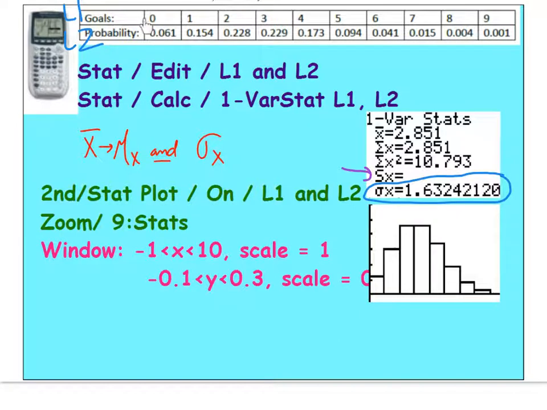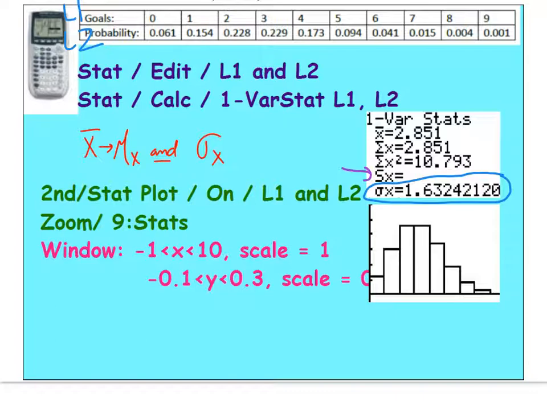But in this case, because we have list 1 and list 2, all we do is the same thing. Do second stat plot, go into the actual screen to make the graph, turn it on. Now instead of choosing list 1 and your frequency is 1, do list 1 and list 2. And then just do your zoom statistics.